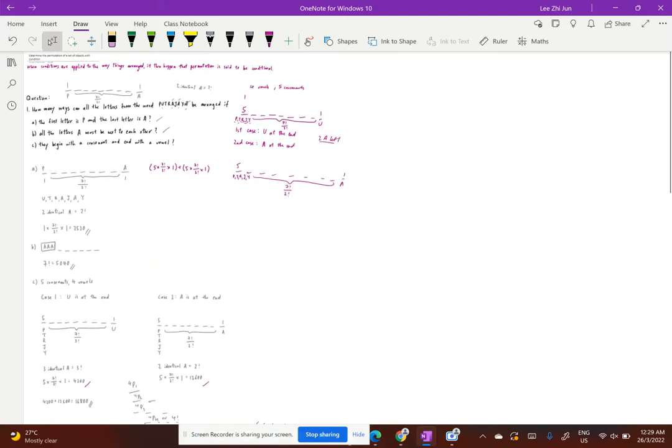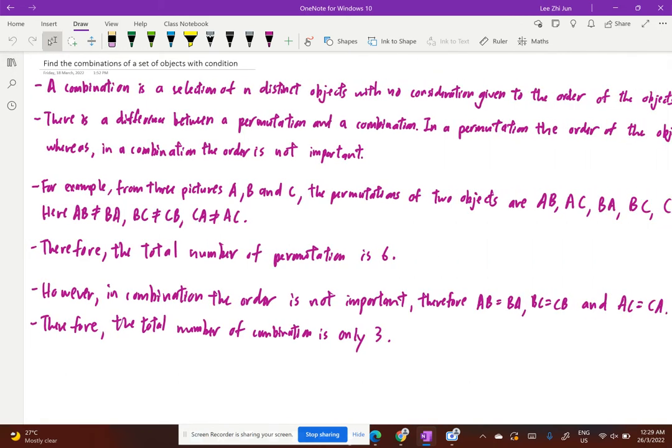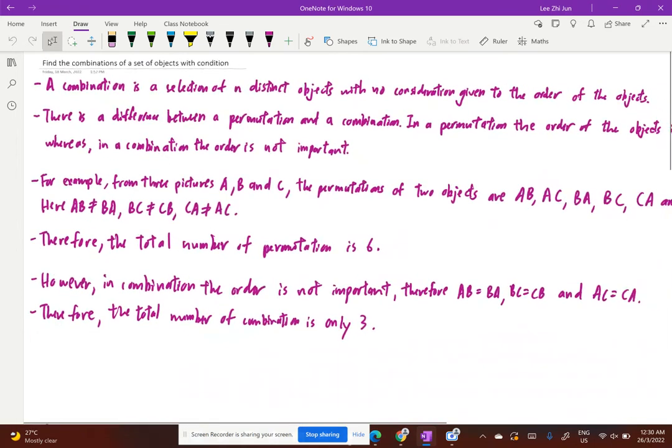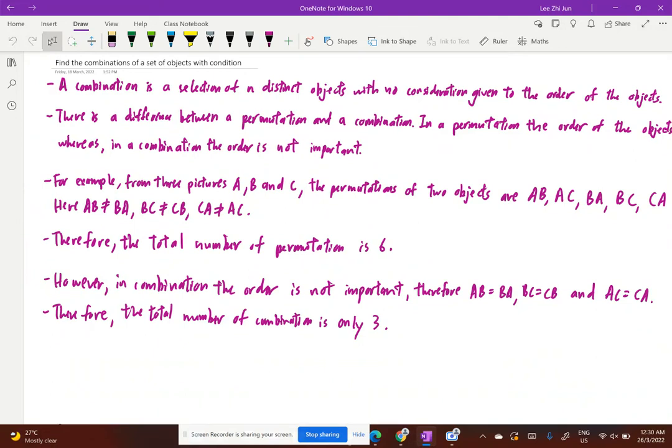So here's the end of 7.1, and now we go to 7.2, which is the combination. Permutation and combination seem similar, right? Now I explain the difference between them. A combination is a selection of n distinct objects with no consideration given to the order of the objects. In a permutation, the order of the objects is important, whereas in a combination, the order is not important.